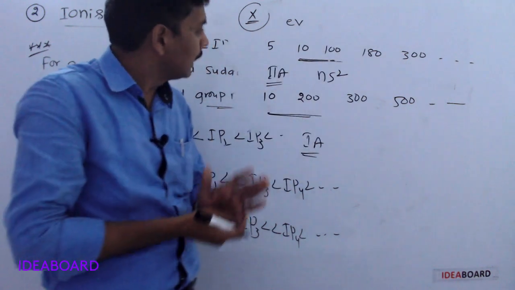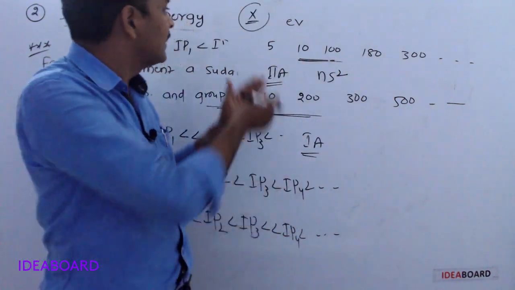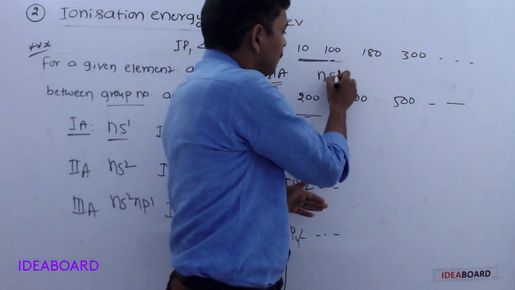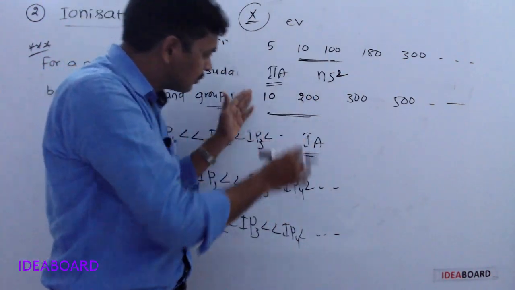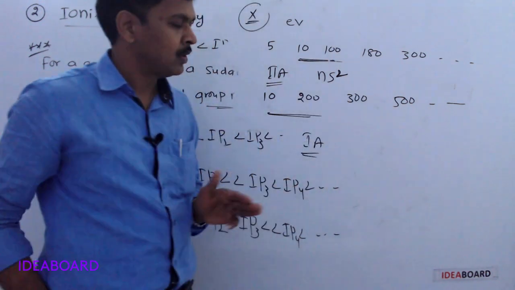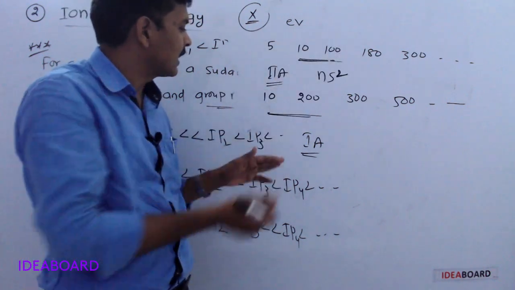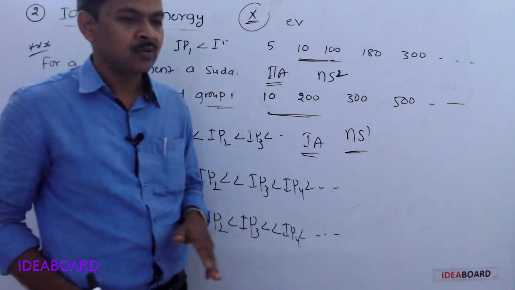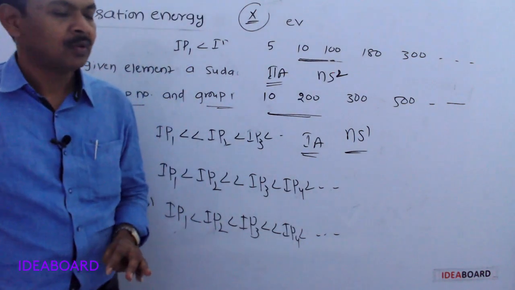For a given element X, successive IP values are given. The valence orbit of that element contains how many s electrons? 2 s electrons. For a given element, successive IP values are given like this. It belongs to which group? First A group. What is the valence orbital electronic configuration of that X? ns1. So based on this, different types of questions can be asked.